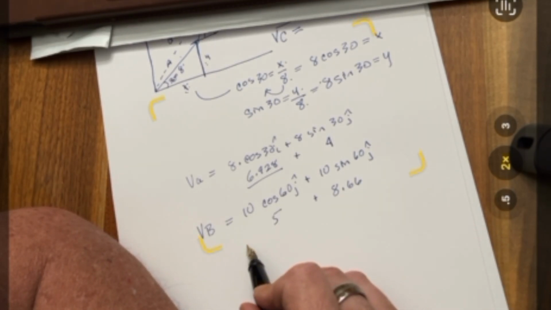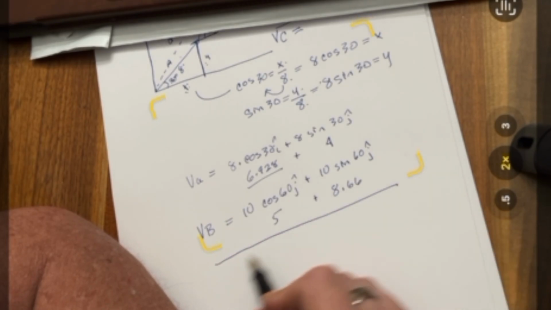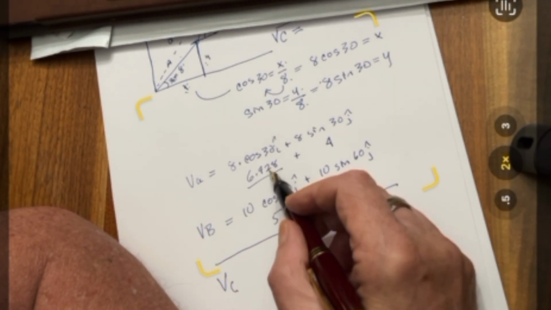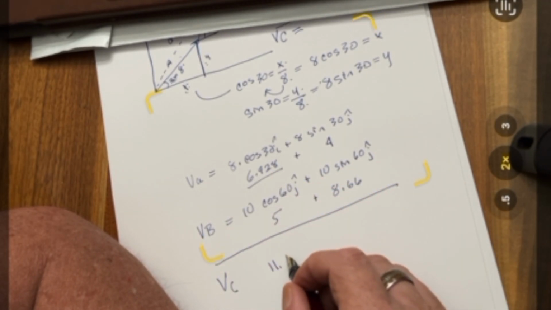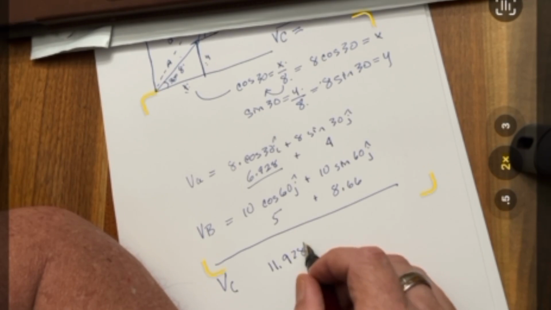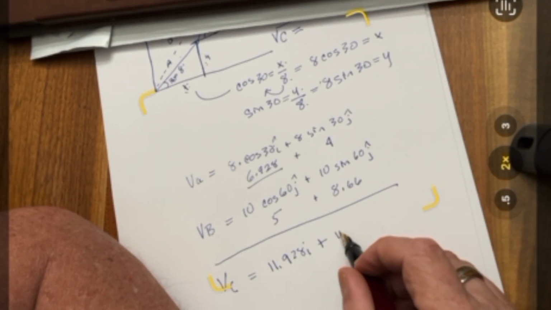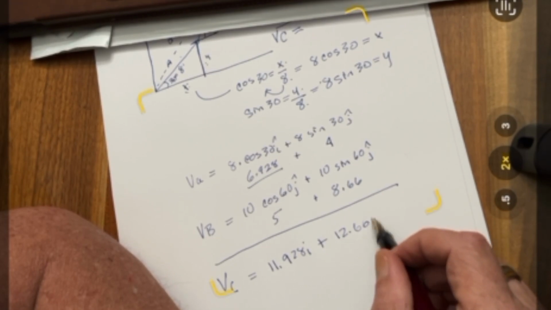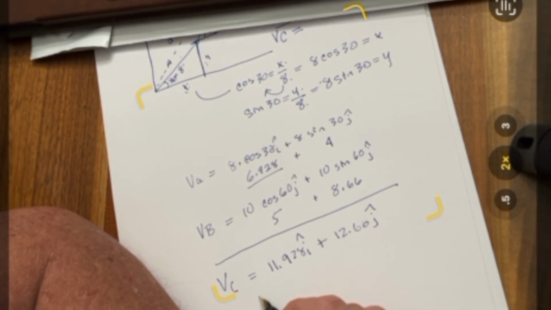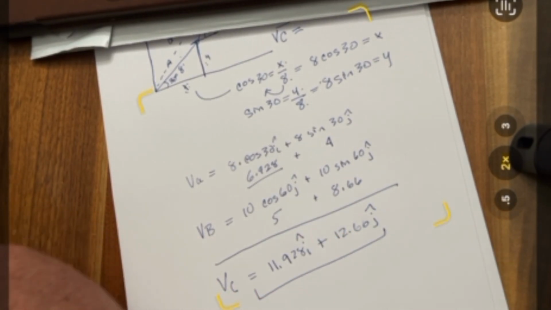Now, all we have to do to get vector C is just add these together. So we have 11.928I plus 12.66J. And that is our resulting vector.